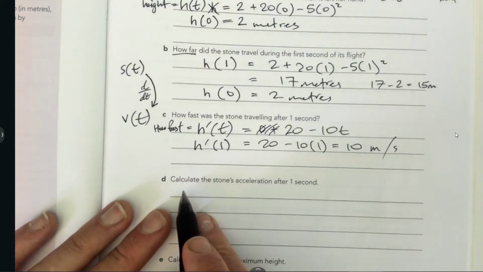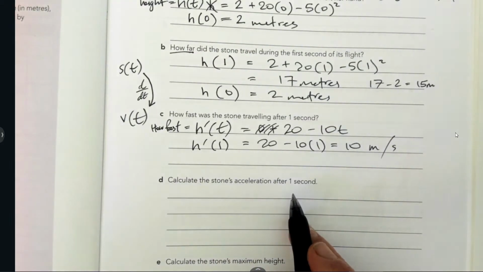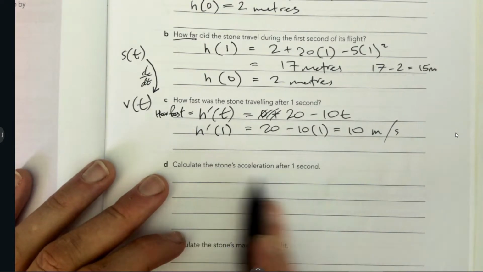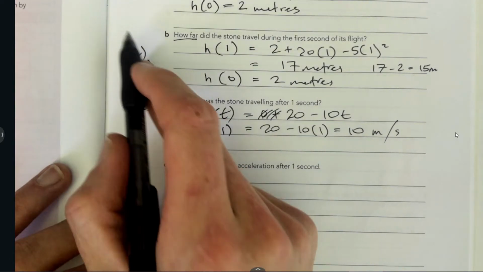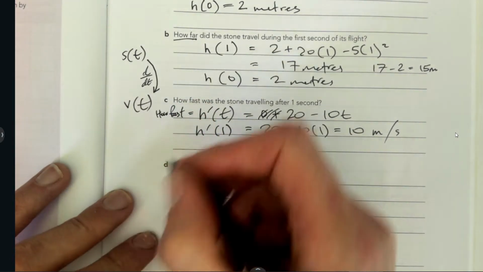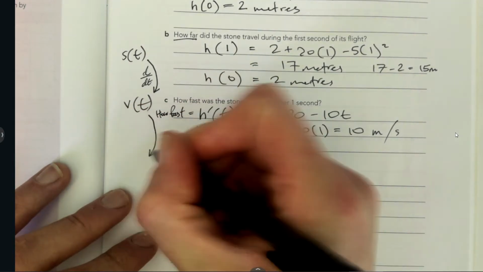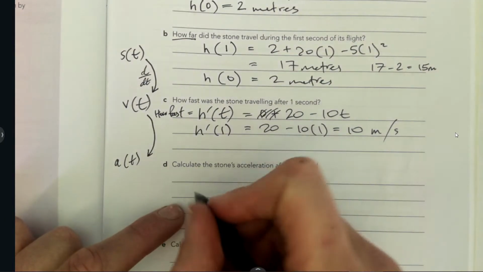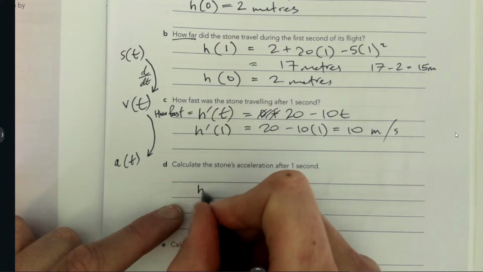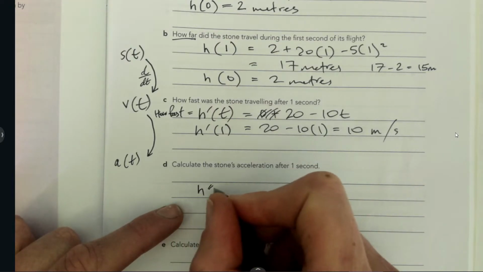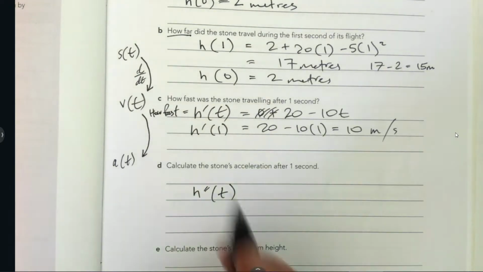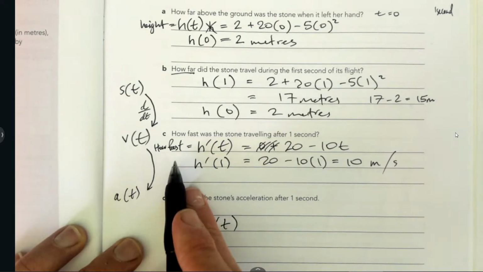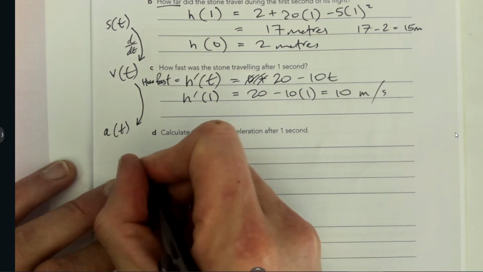Okay, calculate the stone's acceleration after 1 second. So we went from displacement down to velocity, and velocity to acceleration takes another differentiation. So I'm going to call it h double dash of t. We've gone from height down to how fast, and now we're going down to acceleration.